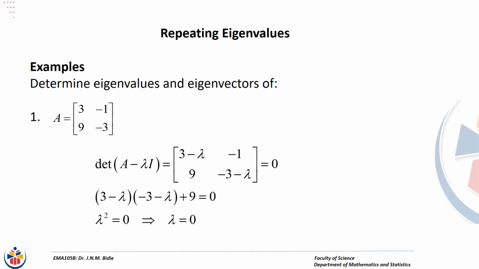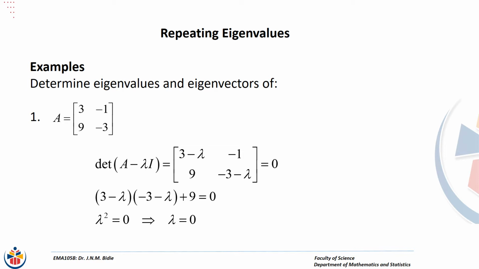And then we go to repeating or repeated eigenvalues. When we say repeated eigenvalues, that's where, when we factorize the characteristic equation, we get lambda minus a value all to the power 2 or to the power 3 or more, depending on the size of the matrix. So that means a value is repeated.